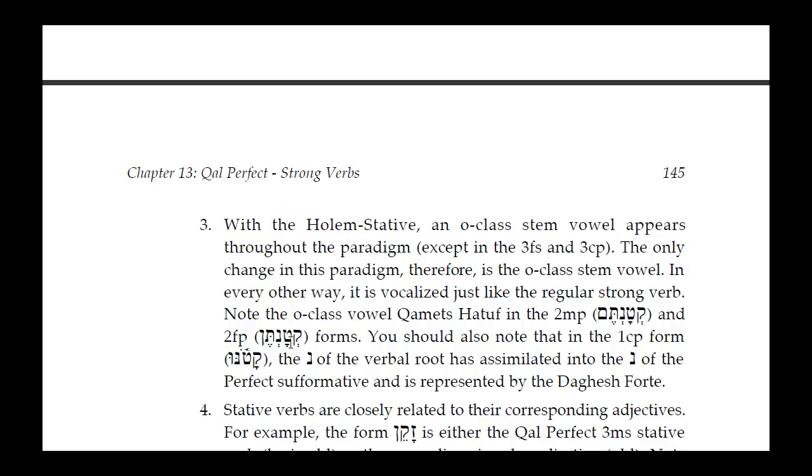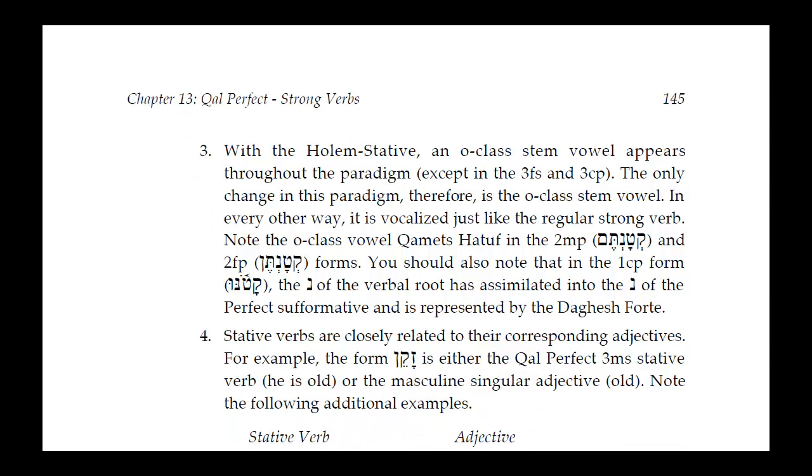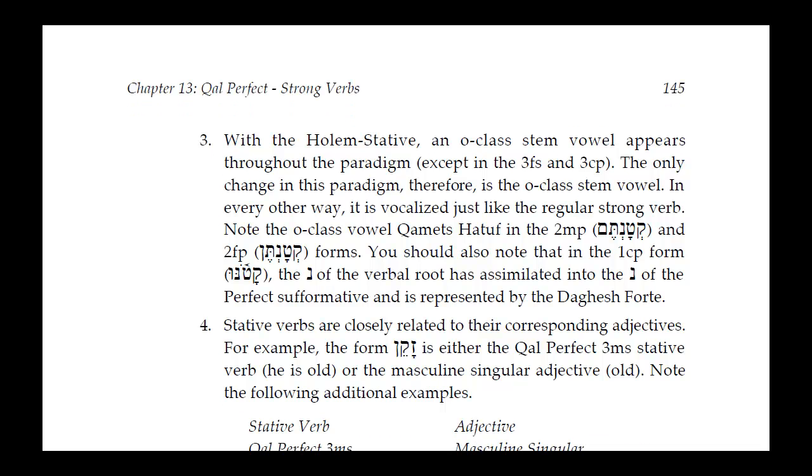Also, we need to note too that in Katan, for small, when you have the first common plural, you have that nu, the noon with the dagesh forte in it, just like we talked about earlier. Whenever you have two of them together, then it's going to be one with a dagesh forte.